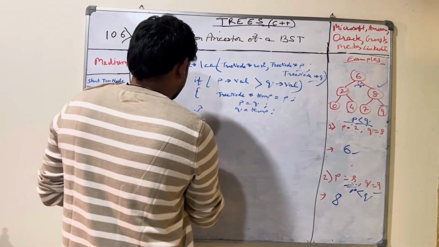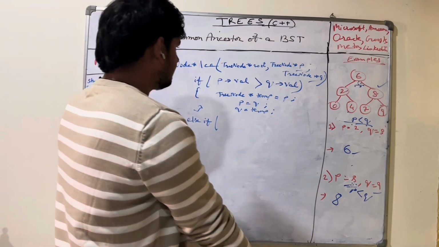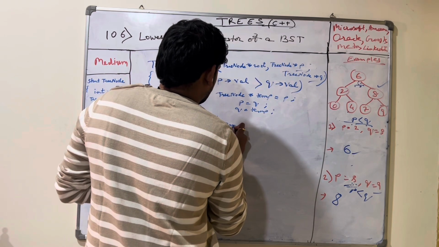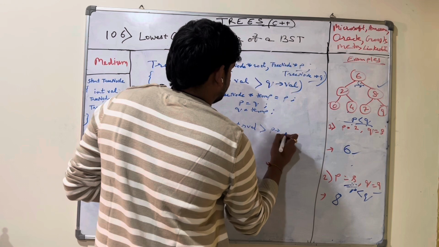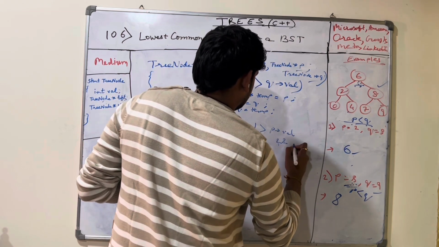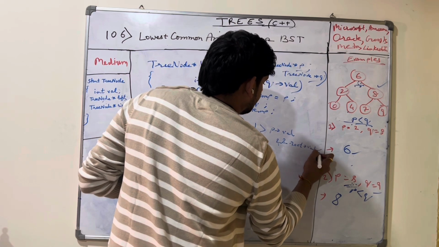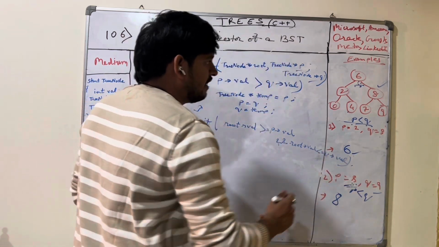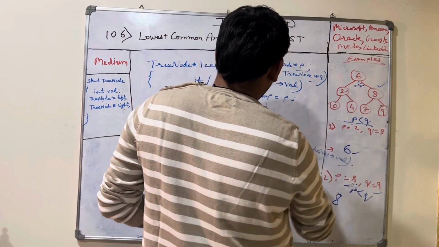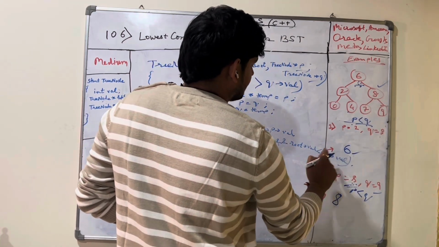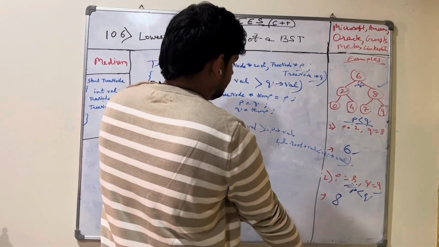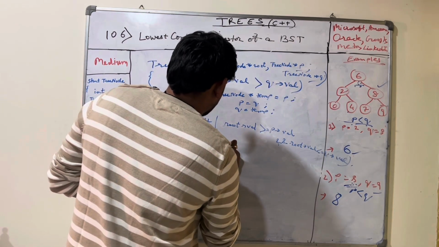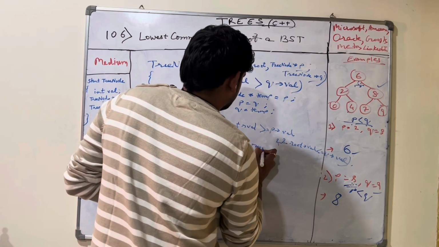Else if we find that the root value is greater than the P value, and the root value is less than the Q value, or even equal to, when they are equal also, like 8 and 9, where the P value was equal to this and it is less than Q. Because P is always less than Q, we can say that this is our ancestor node. So we will return root.